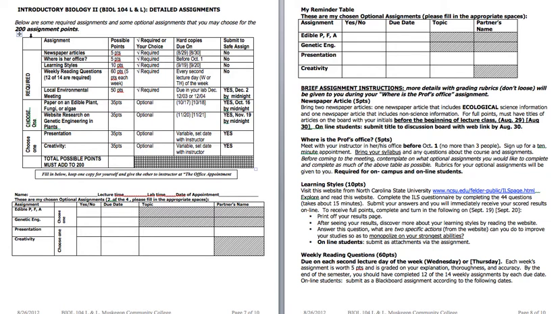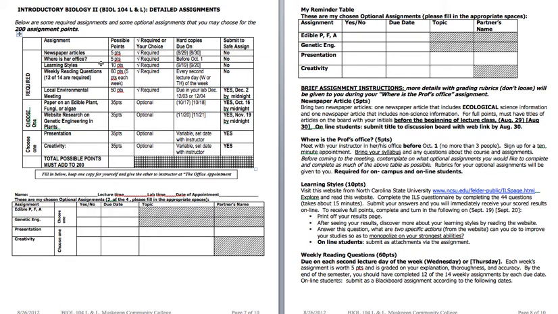First thing you need to do is cut out newspaper articles that have to do with science. 5 points possible for this assignment. It is required and it's due on 8/30. So August 30th. You need to turn that in. See where it says submit to Safe Assign? You don't have to do that.